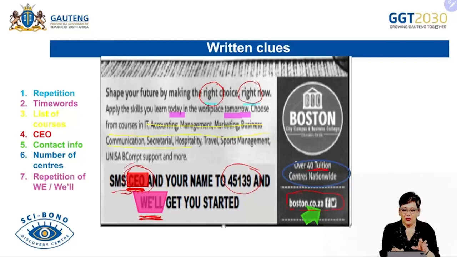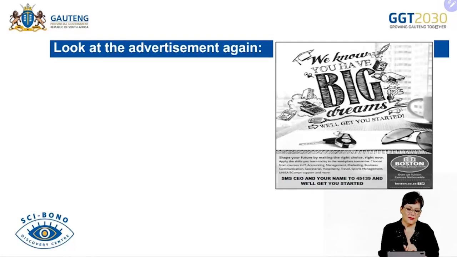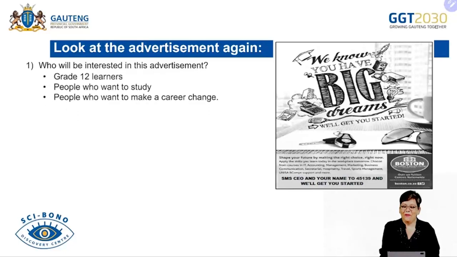Now, as I said, remember, this has just taken me a few minutes to analyze. I haven't jumped to the questions yet, just to look at what they are saying. And by doing this, I know exactly what to look for when I go to my question. Now, look at the advertisement again, and now I'm going to ask you questions. Now, first question, obviously, who's going to be interested in this advertisement? Oh, that's an easy one. Grade 12 learners? Yes, definitely. People who want to study, or people who want to make a career change. Now, remember, this is your target audience we're talking about.